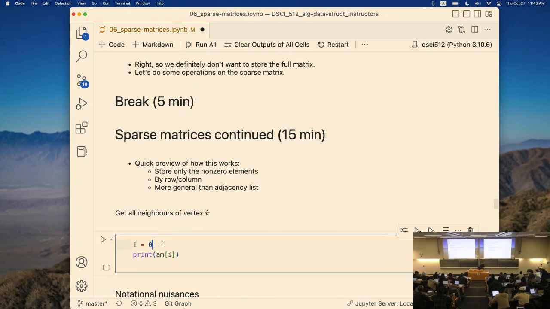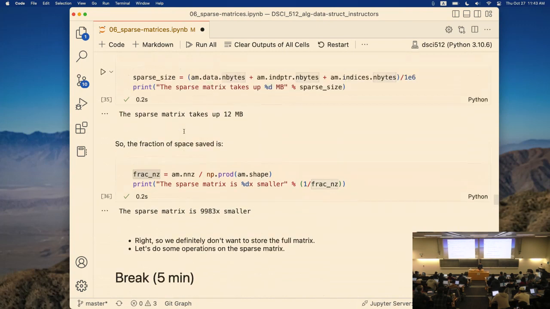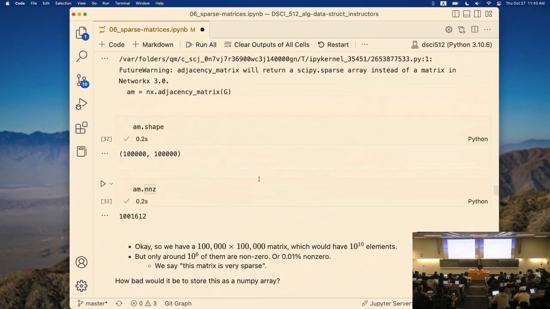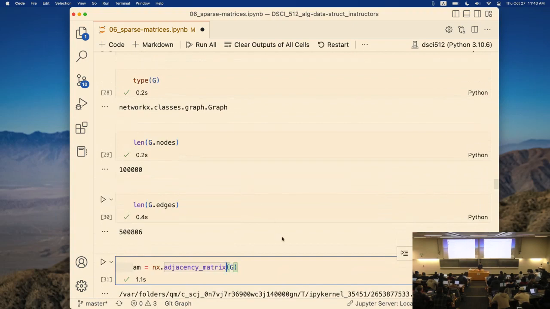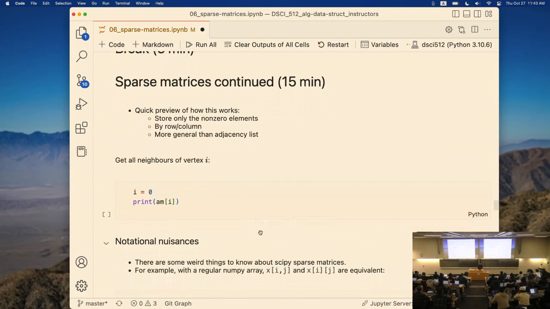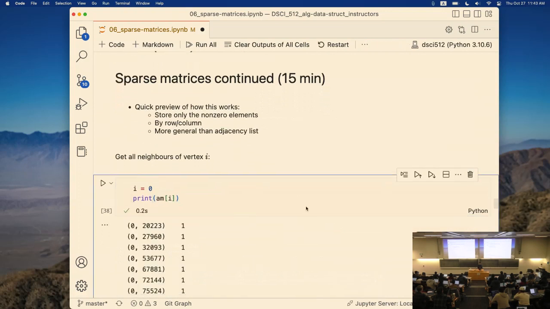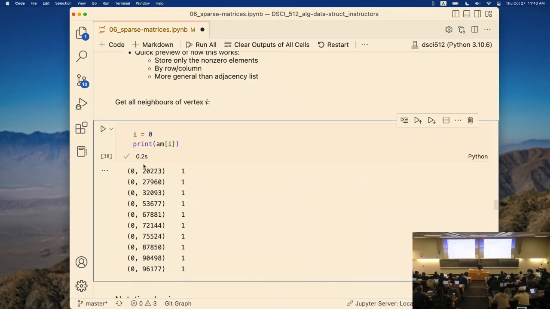Okay, so now let's say we have this sparse matrix AM, which was defined here. And now I'm just going to look at the first row, the first node here. So it tells me that the first node is connected to this node. It's also connected to this node. And these are the values that we expect for those connections.